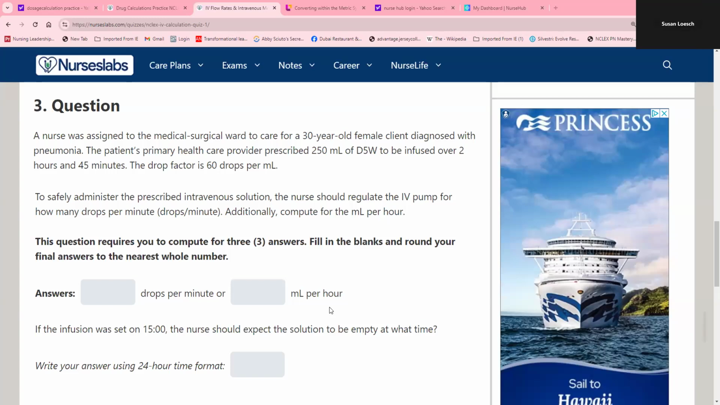I'm going to go to the whiteboard. So, what I want you to take out of this question right now is if you're doing drops per minute, what's your formula? Okay. It's very important that you know what your formula is. That's going to tell you how to set the problem up. So, for drops per minute, what you have to remember is my formula is total volume over total time in minutes times my drop factor.